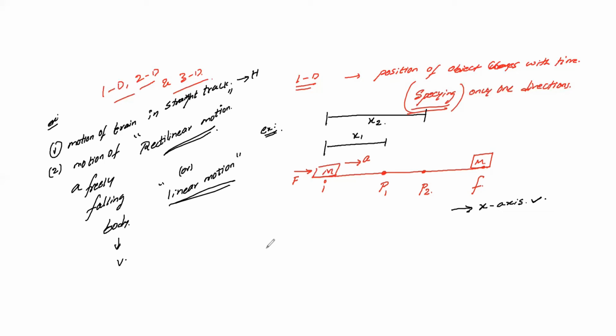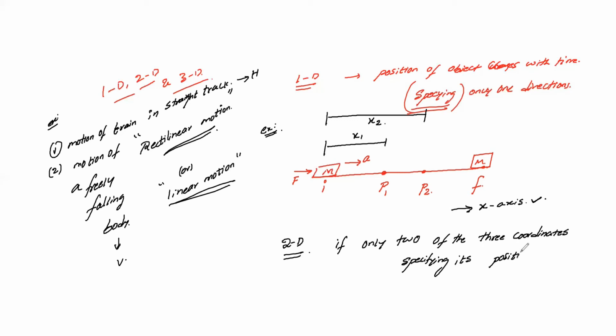Next one, two-dimensional motion. Here the motion of an object is said to be two-dimensional if only two of the three coordinates specifying its position change with the time.